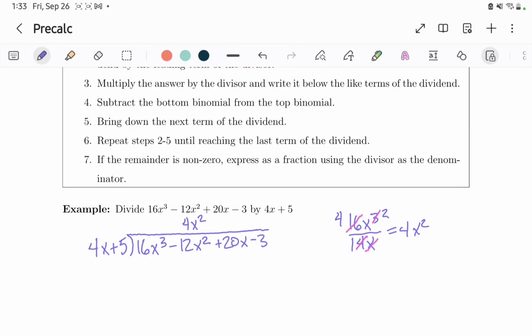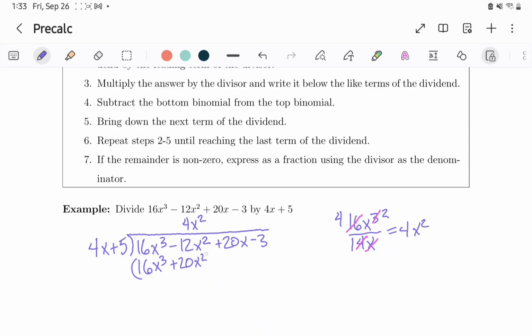And then we want to multiply 4x plus 5 by 4x squared and subtract the resulting binomial from the first two terms of our dividend. So 4x squared times 4x plus 5 is going to be, well, 16x cubed for 4x times 4x squared. Kind of already know that. And then 5 times 4x squared is just going to be 20x squared, so plus 20x squared.